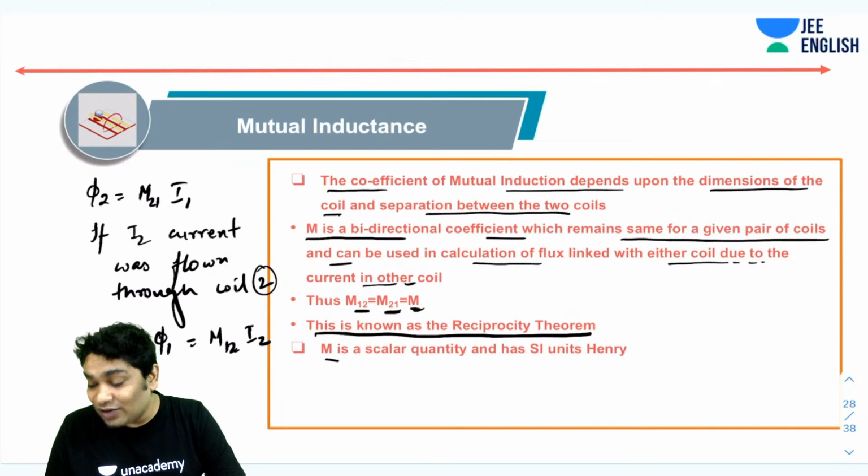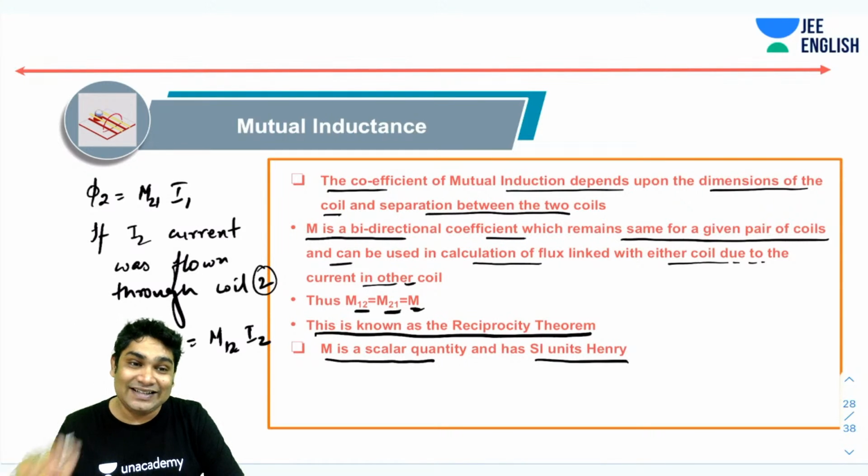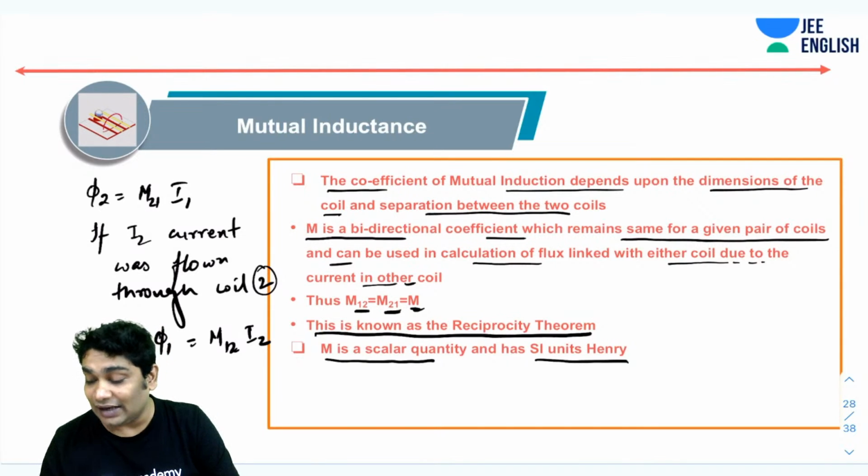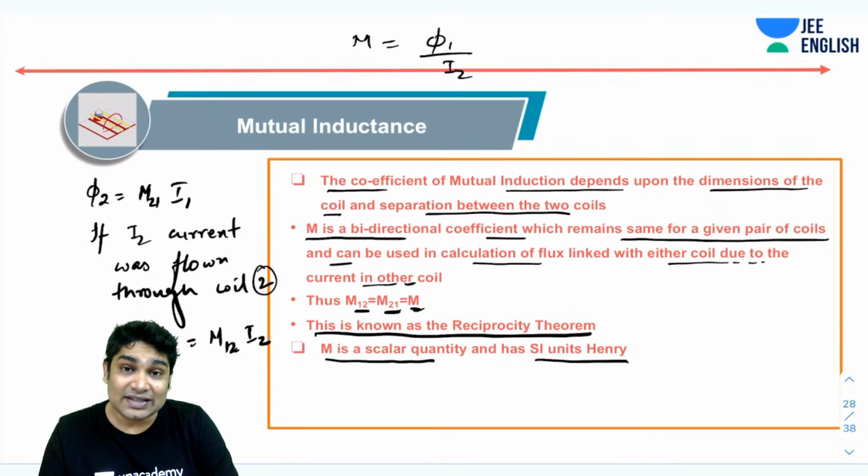Also, this is a scalar quantity, of course, and will also have the SI unit of Henry only, because this has exactly the same dimensions as that of the self-induction coefficient L. I hope you remember that. That here also I can define M as phi over I. Okay. So since it is the ratio of flux to current, the units are the same, Henry.